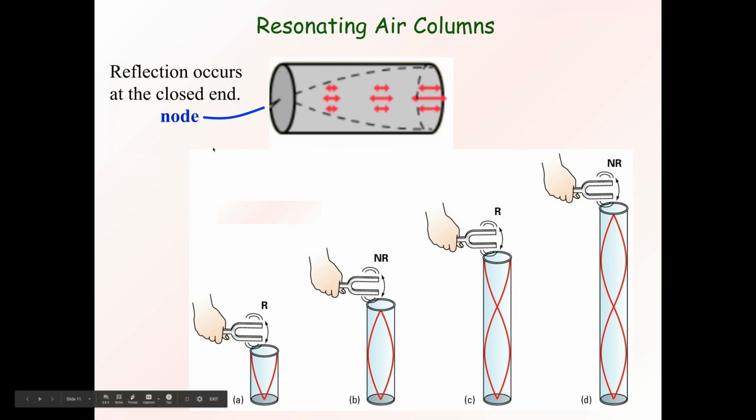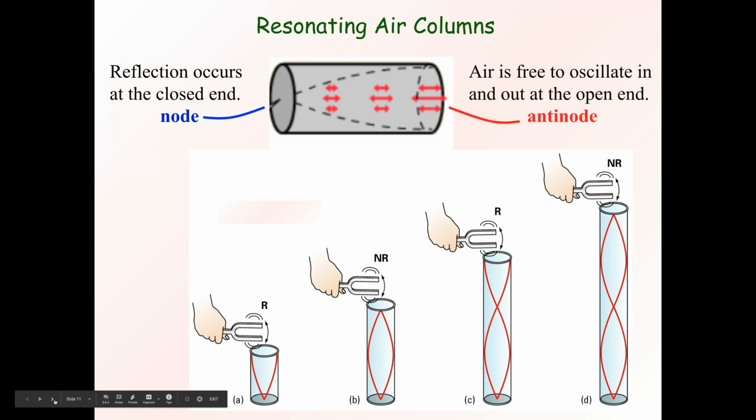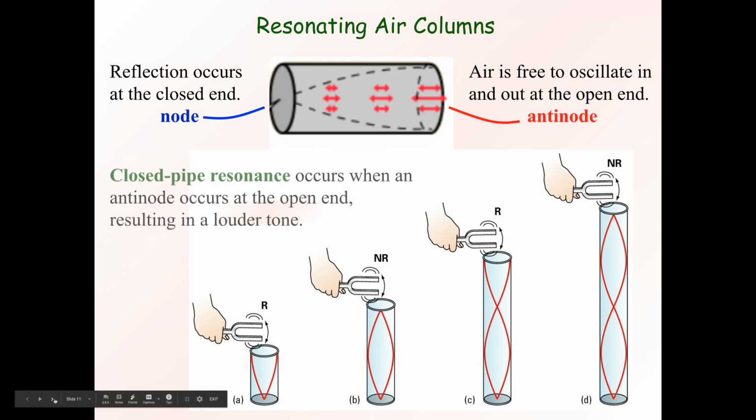So reflection occurs at the closed end, and then we get the sound as it comes out. In a longer tube like this, the waves are actually going to cancel each other out at the top. Air is free to oscillate at the open end, which is our antinode. Closed pipe resonance occurs when an antinode occurs at the open end, resulting in a louder tone.